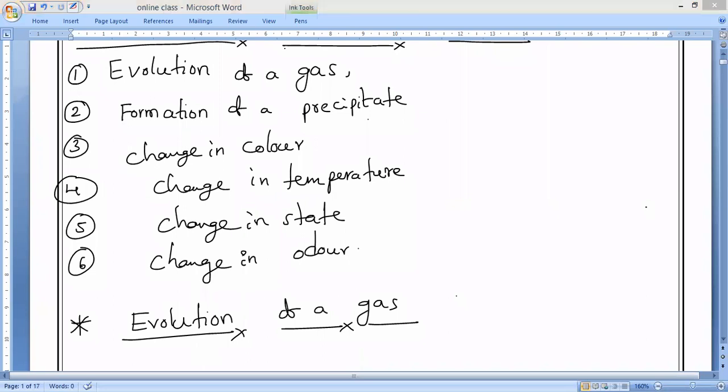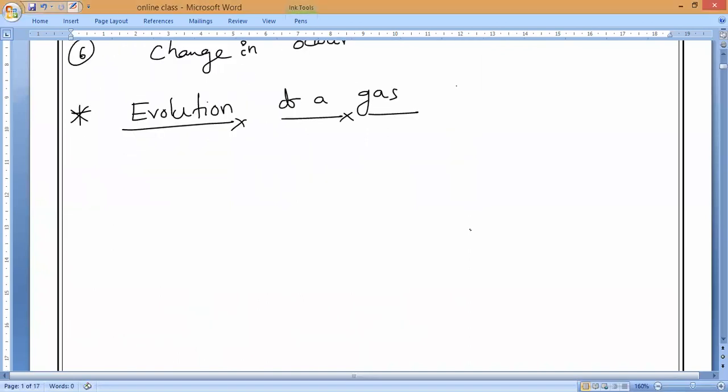So there is no need to carry out all the characteristics in a single chemical reaction. Any one will take place also. We can say it is a chemical reaction. Understand? So now, if you notice it, evolution of a gas.